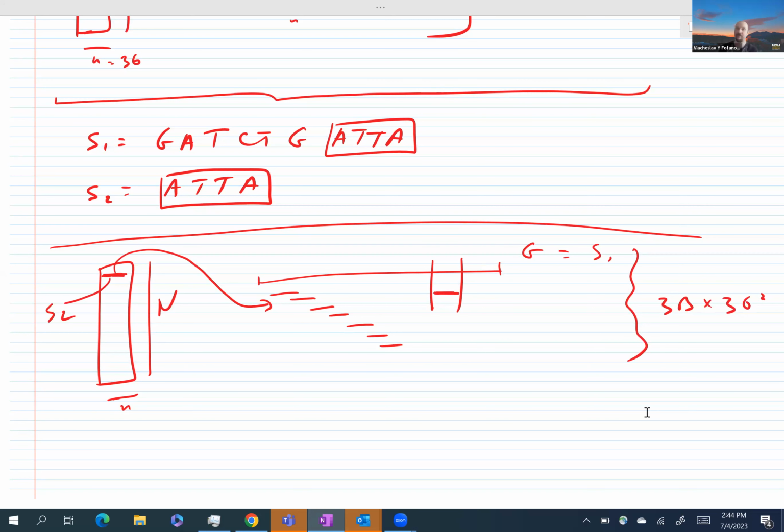So this is the rationale for the Smith-Waterman, right? So how do we take our global alignment exhaustive algorithm and make it into a local alignment algorithm? That's where Smith-Waterman comes in.